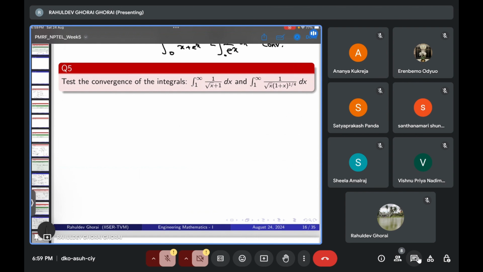So we will be using something called the limit comparison test here. Before that, can you try to do it using just the comparison principle? Can you do that using the comparison principle? Anyone?